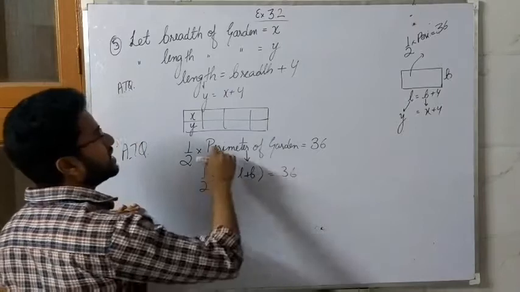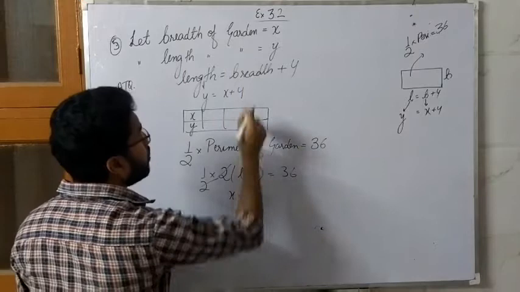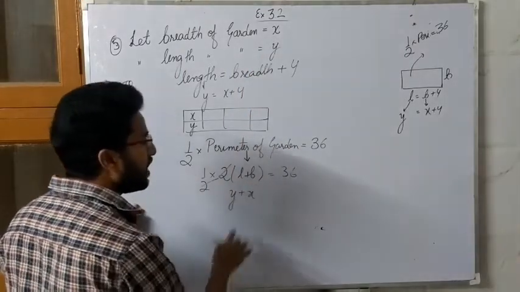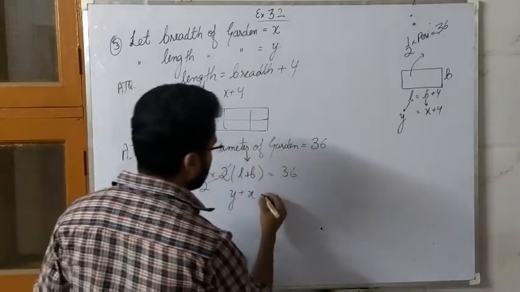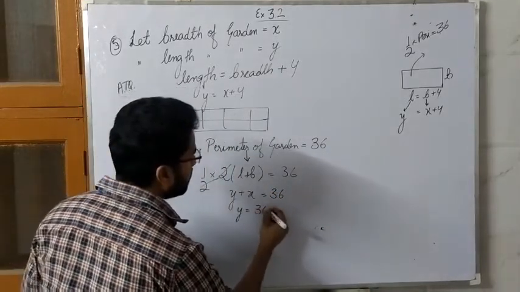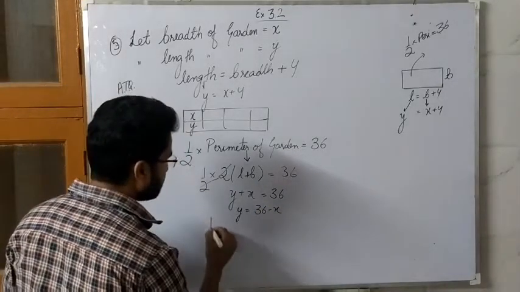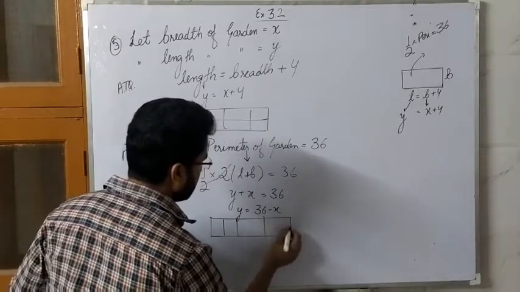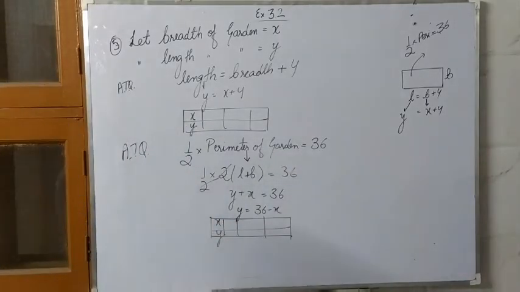So this 2 with 2 will get cancelled, but what was length? Length was y, and breadth was x. So we have substituted the value. In place of l we have written y, and in place of breadth we have written x. So x plus y equals to 36. Now again we will find y in terms of x. So 36 minus x, right? Now just make the box and put the value of x and get the value of y, right?